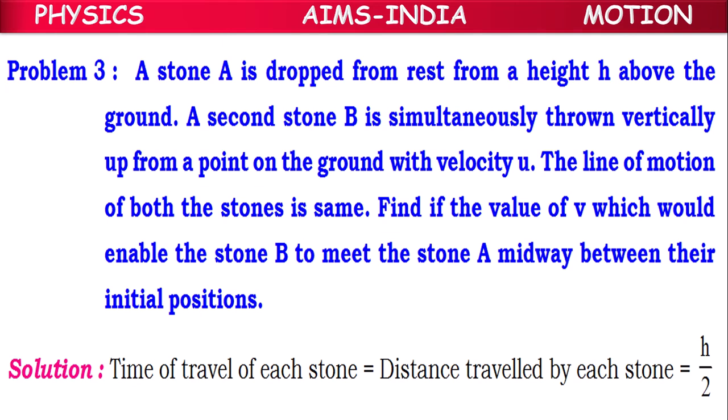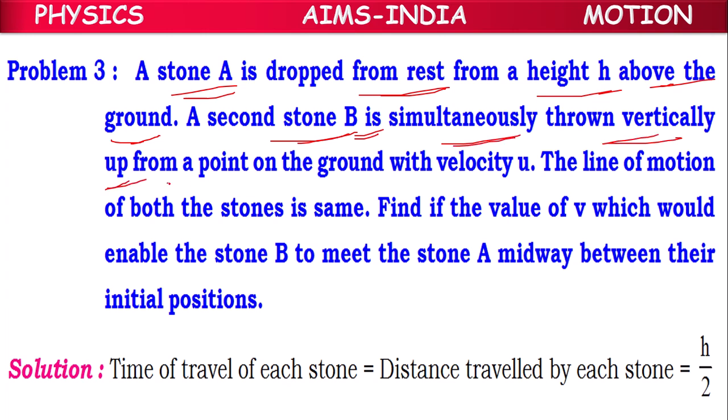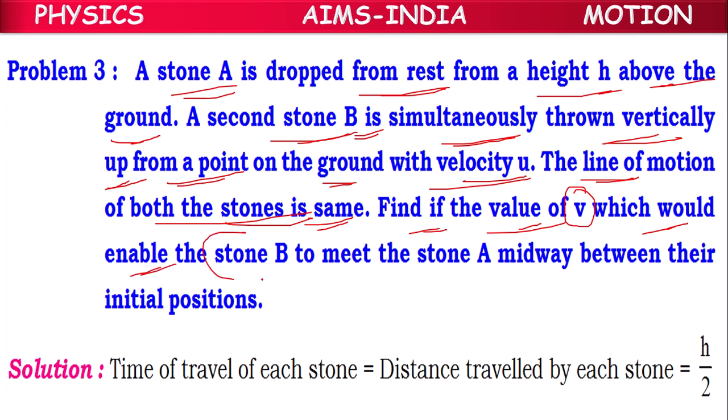Next, problem 3. A stone A is dropped from rest from a height h above the ground. A second stone B is simultaneously thrown vertically up from a point on the ground with a velocity u. The line of motion of both the stones is same. Find the value of u which would enable stone B to meet stone A midway between their initial positions.